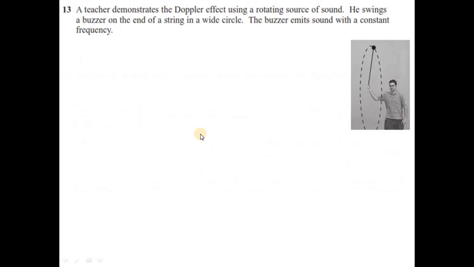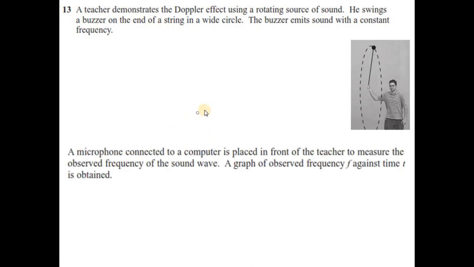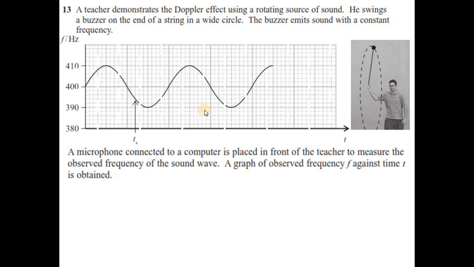A teacher demonstrates the Doppler effect using a rotating source of sound. He swings a buzzer on the end of a string in a horizontal circle. The buzzer emits sound with a constant frequency. A microphone connected to a computer is placed in front of the teacher to measure the observed frequency of the sound wave. A graph of observed frequency f against time is obtained. This is the graph.